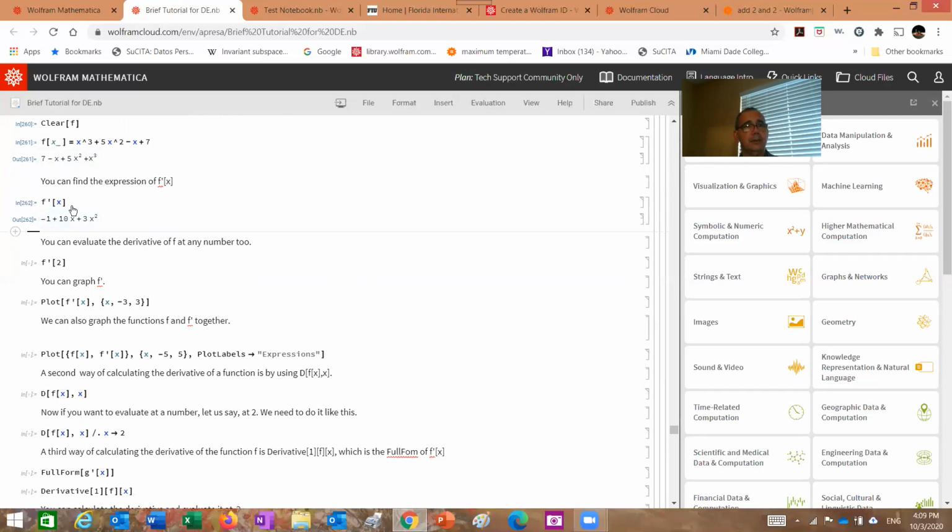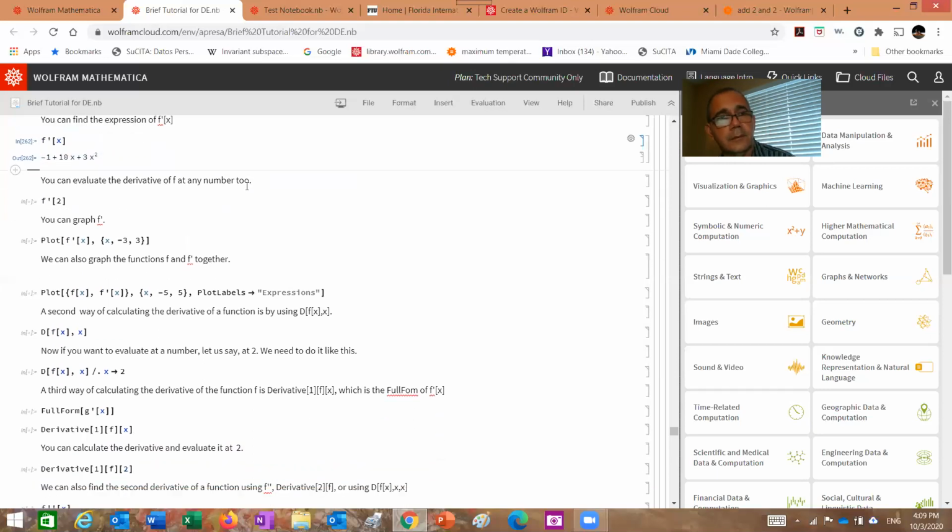-1 is the derivative of minus x. The derivative of 7 is 0. 10x is the derivative of 5x squared. And 3x squared is the derivative of x to the third. And then you can evaluate this derivative at any number, for example, f prime of 2. Let's do it.